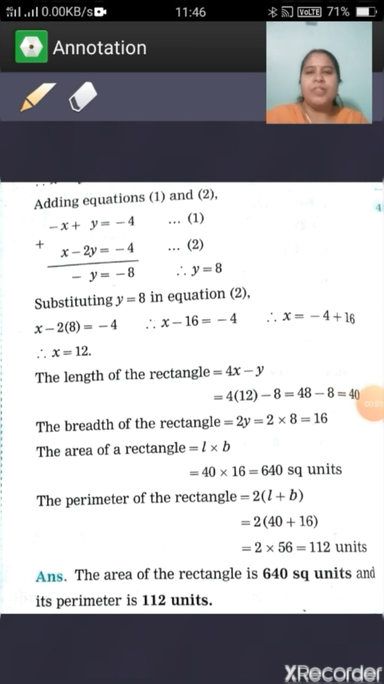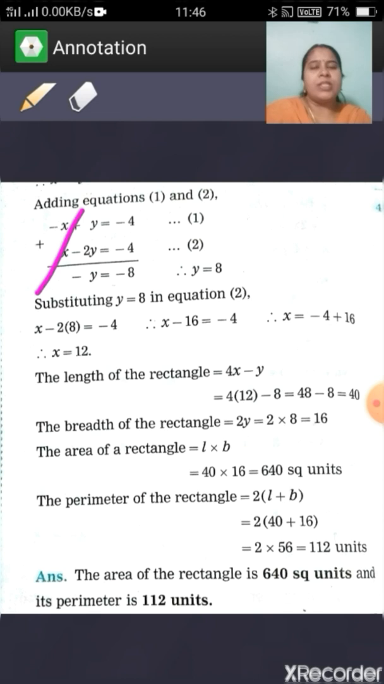So adding equation number 1 and 2, we get minus x plus y is equal to minus 4, that was equation 1, and x minus 2y is equal to minus 4, equation number 2. So on adding, minus x and plus x will get cancelled, plus y minus 2y.